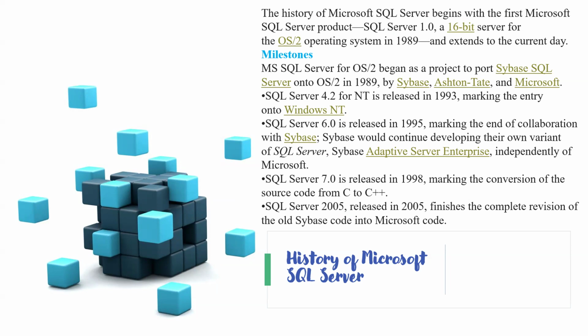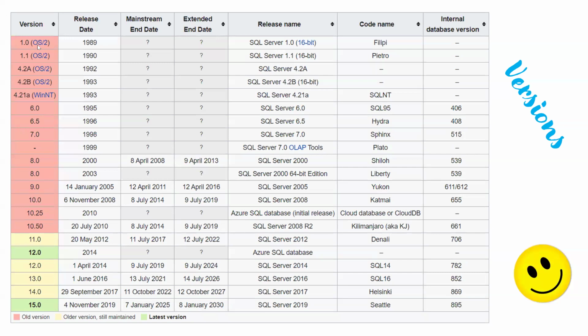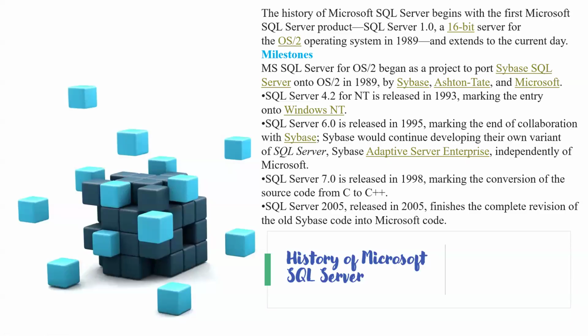And Microsoft kept on enhancing a lot: 1.0, 1.1, 4.2a, 4.2b, 4.21a, 6.0, 6.5, 7.0. Finally, Microsoft came up with a version called SQL Server 2005, sir. In SQL Server 2005, Microsoft completely redesigned its code. Earlier, it had Sybase features internally. Internally, it's C++ code only. Your entire SQL Server is working on C++ code only, in the entire backend.